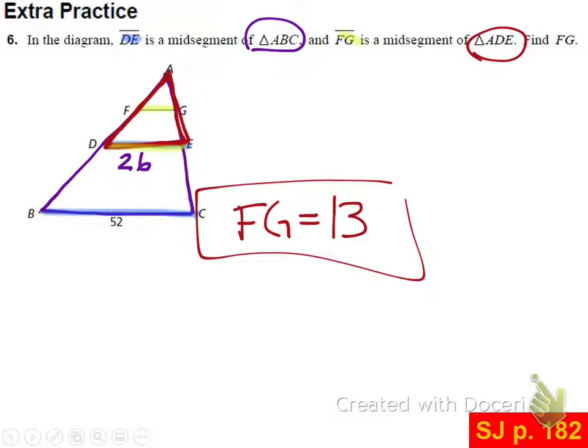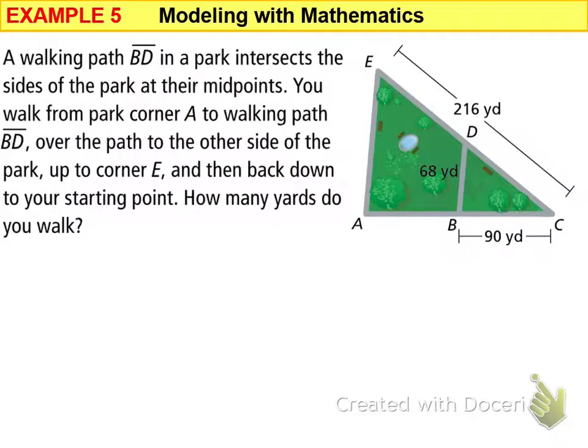And then one more. I don't really qualify this as a word problem because they gave you a picture, but maybe a little bit. We got a walking path, BD, in a park, that intersects the sides of the park at their midpoints. So we're actually going to mark that B and D are the midpoints. How will I mark that B is the midpoint? The tick marks. And the same thing with D. Make sure they have different amounts of tick marks. So AB and CB should have the same amount of tick marks. ED and CD should have the same amount of tick marks.